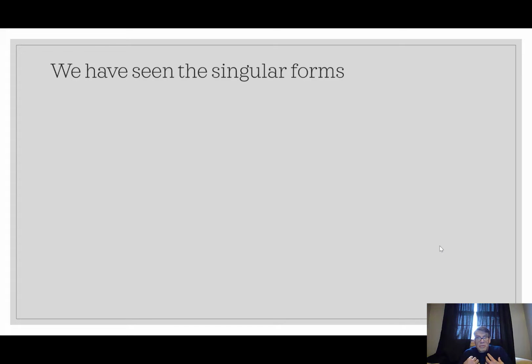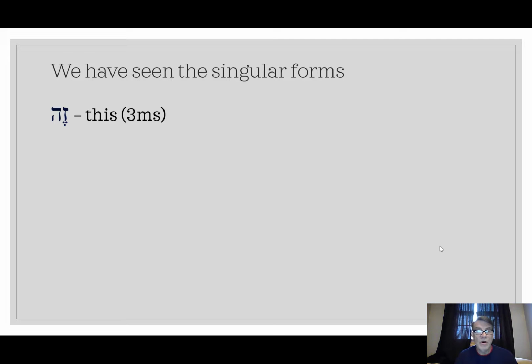The near demonstrative is when I'm talking about something or some things that are close to me. This table, these marbles. The far demonstrative is when I'm talking about something that's farther away, like that table, those TVs, or whatever. Demonstratives: this, these, those, that. Okay? We've seen some singular forms.